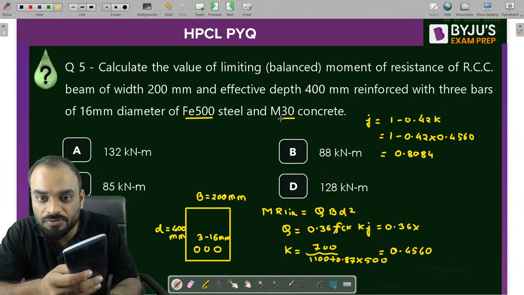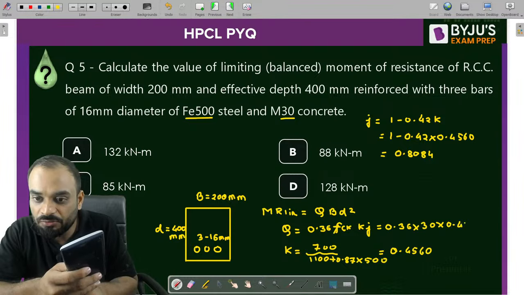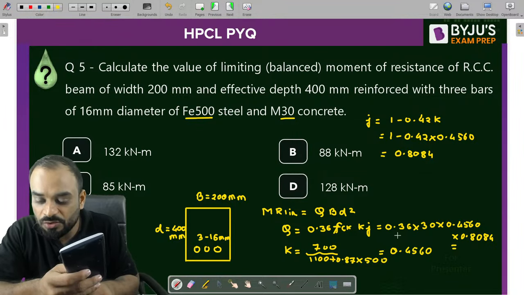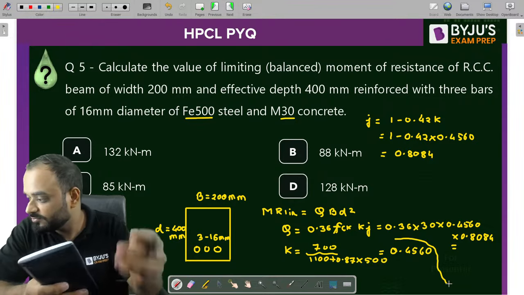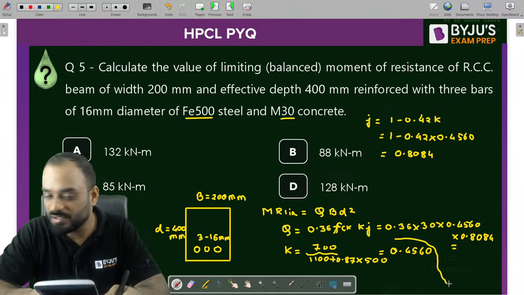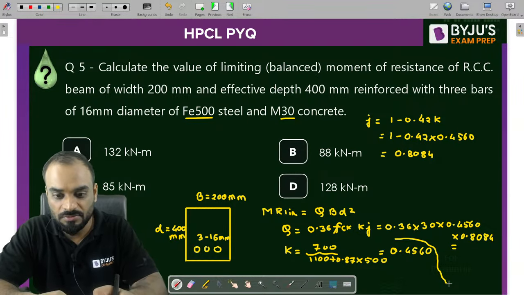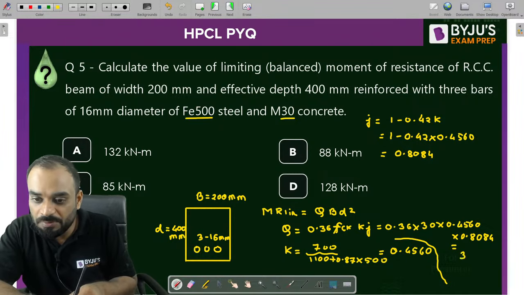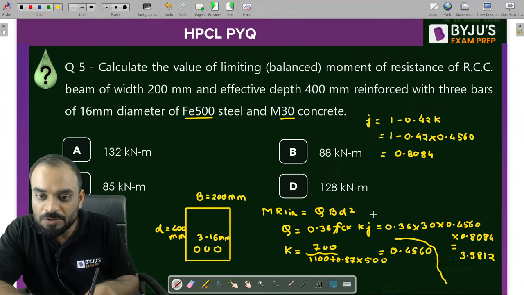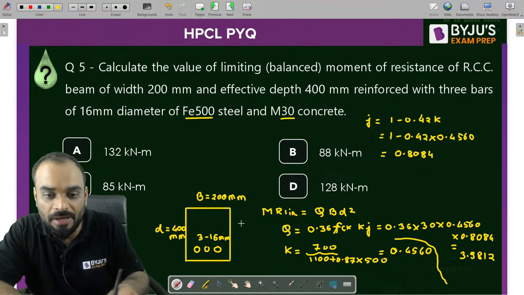Can we calculate this particular value, which is 0.36 FCK? We are using 30 grade over here. And the K value is 0.4560, multiplied by the J value 0.8084. Calculate this value, guys. How much are you getting? Okay, Santu. So guys, we are getting a value of 3.9812, correct? Now let's put this value in to get the value of MR limiting.